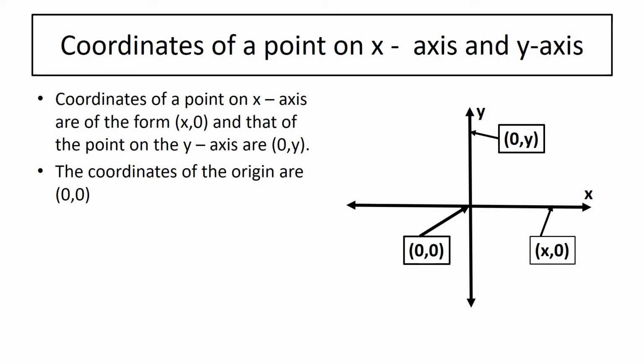Coordinates of a point on the x-axis and on the y-axis. If any point is on the x-axis, it can be denoted by (x, 0). Similarly, if any point is on the y-axis, it will be denoted by (0, y). The coordinates of the origin are always given by (0, 0).